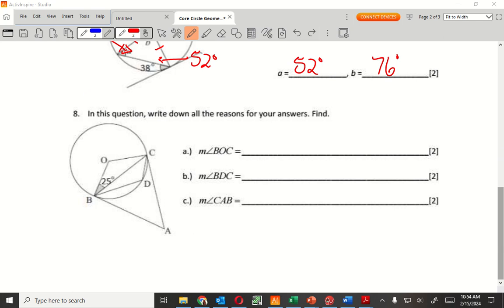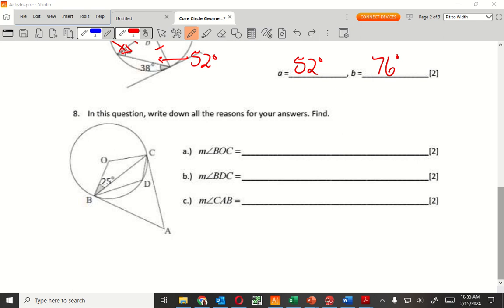Now, this one looks kind of crazy, but I'm pretty sure I have one just like this in my notes somewhere. Okay, I'm almost positive I do, because I wrote the notes. In this question, write down the reason for your answers and find all these things.